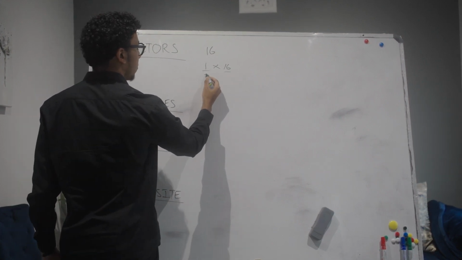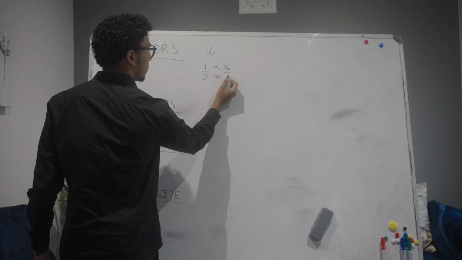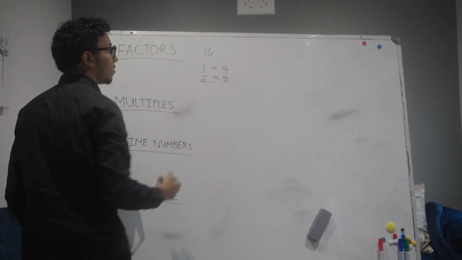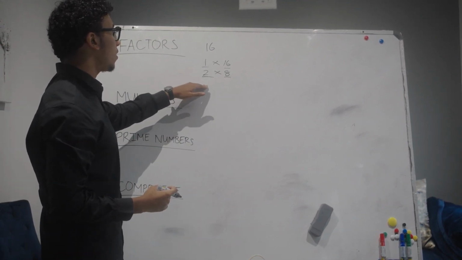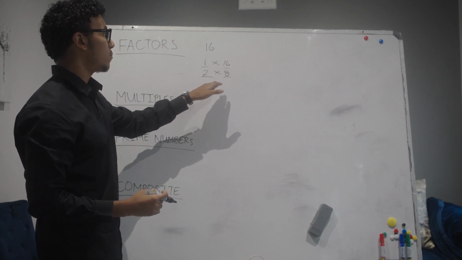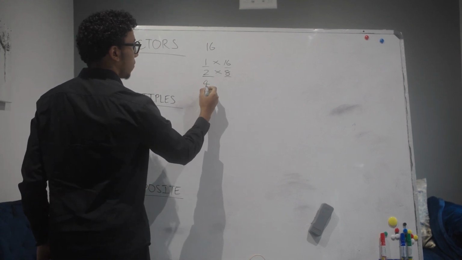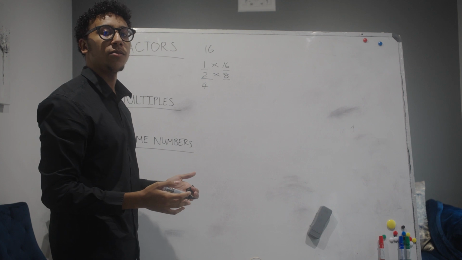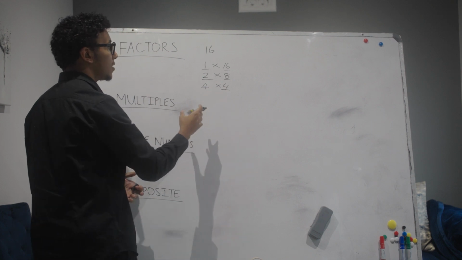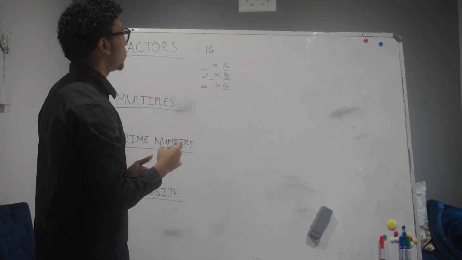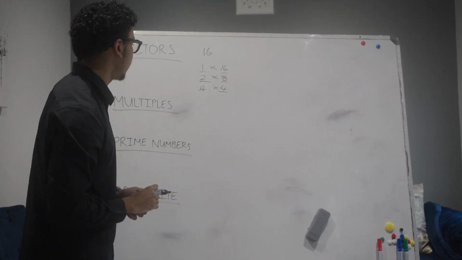So we can keep on going up. 2 times what gives us 16? 2 times 8. So 2 and 8 are factors of 16. And we can't say 3, because 3 doesn't multiply by another number to give us 16. So we can take the next one, and that's 4. So 4 multiplied by what number will give us 16? And the answer is 4. So these are the factors of 16, because it has to be below that number, so we could see already that we got all the factors for that number.